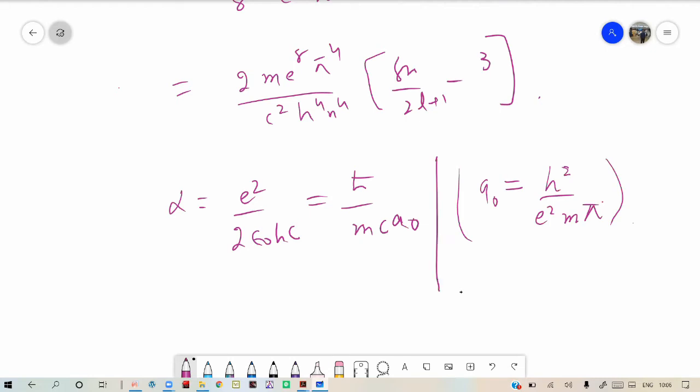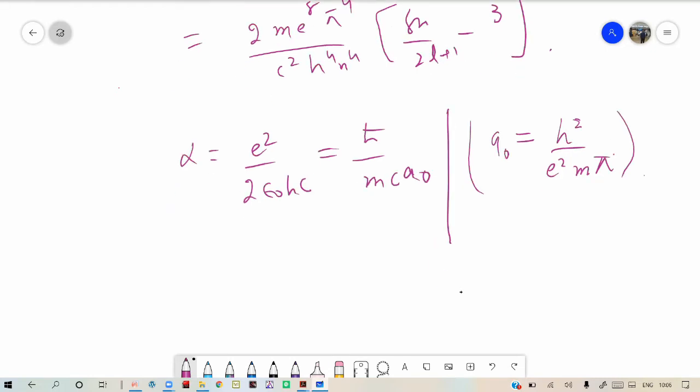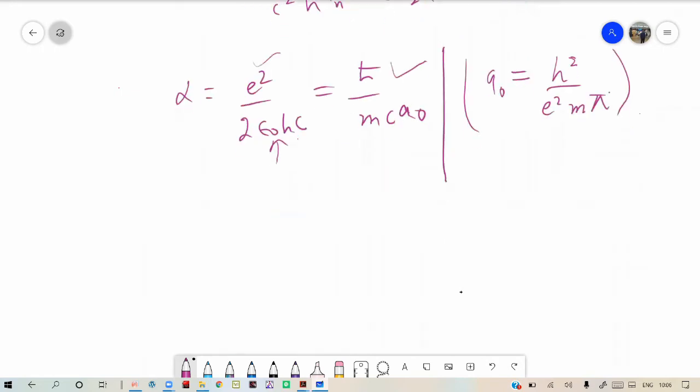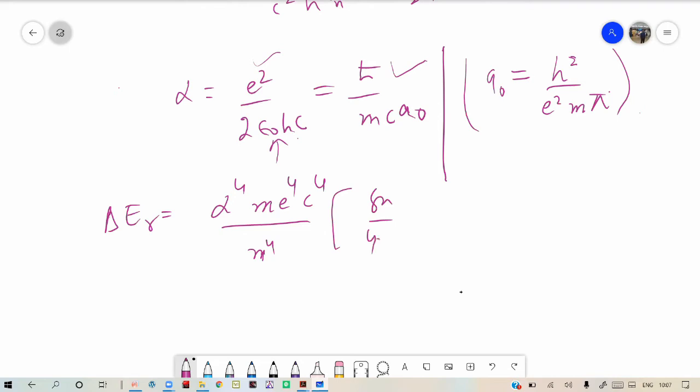So these are the terms. And if you also take into consideration R infinity, you can derive this relation here. This is the alpha from the Zettili book and this is from the spectroscopy book, but the values are the same actually. Finally, if you use the values of h cut and a naught, you will find this equation. So if we use these values, I can write that delta E R will be equal to alpha to the power 4 m e to the power 4 c to the power 4 divided by n to the power 4, 8n by 2l plus 1 minus 3.